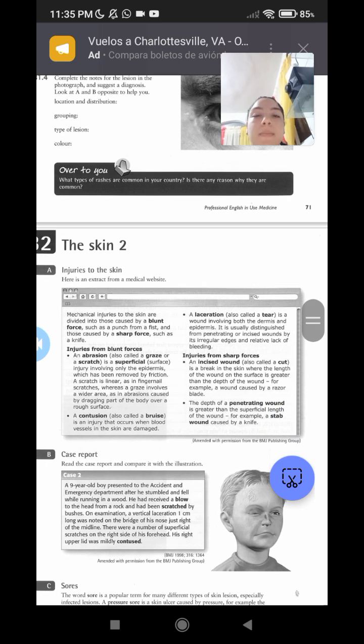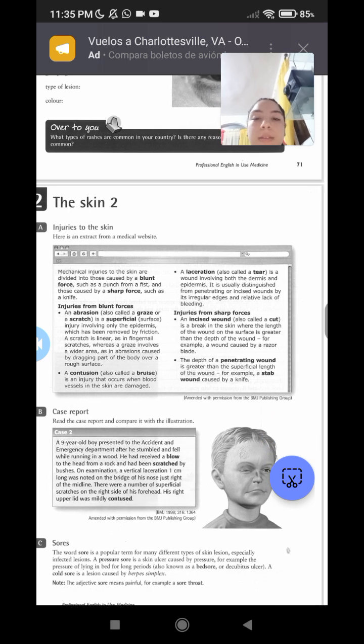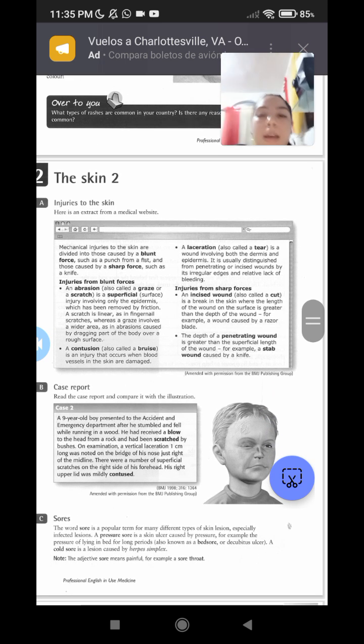The skin too. Injury to the skin. Here is an extract from a medical website mentioning injuries to the skin, which are divided into those caused by shear force, such as a knife.